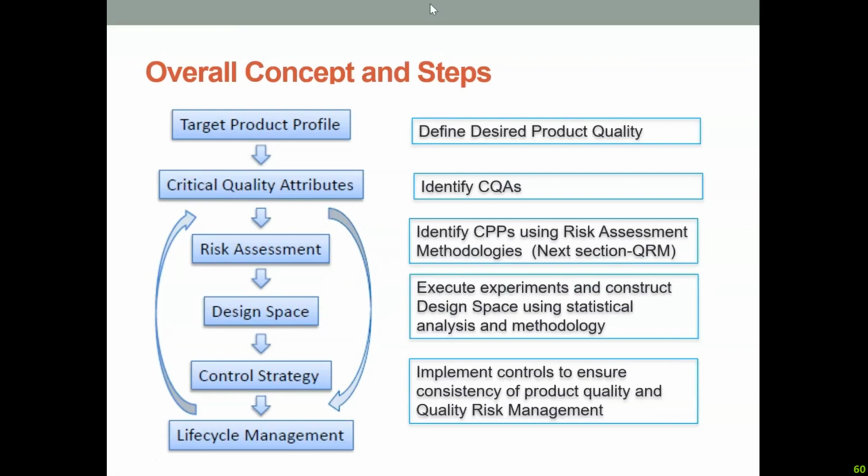The overall concept and steps. So the first thing we need to do is define, well, what is our desired product quality? And once we know what that is, it'll be a lot easier for us then to identify the CQAs, the critical quality attributes. When we've got our CQAs, we identify the critical process parameters that affect our CQAs using a risk assessment methodology. So we're going to be looking at that in a further on lesson. We execute some experiments and construct our design space using statistical analysis and methodology. So it's very science-based and it's not intuitive, it's not guesswork, it's all based on facts and figures and science. We implement controls to ensure consistency of the product quality and quality risk management as well.